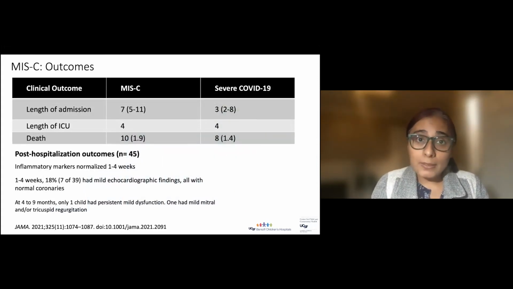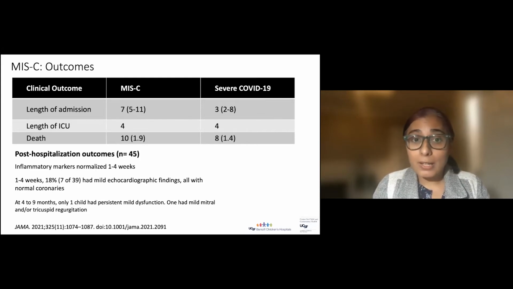The outcomes, when you compare MIS-C with severe COVID, they have longer length of admission, meaning they stay in the hospital a little bit longer. They have about even ICU admissions, so they can be hospitalized and even ICU admissions. And that's 10 versus severe COVID, a little bit less than that.